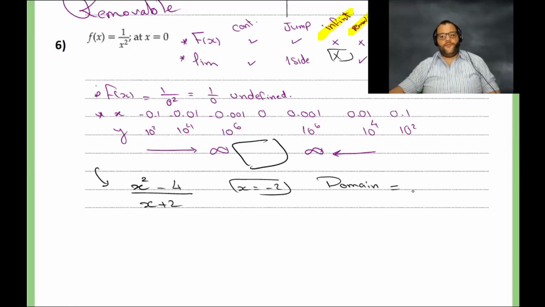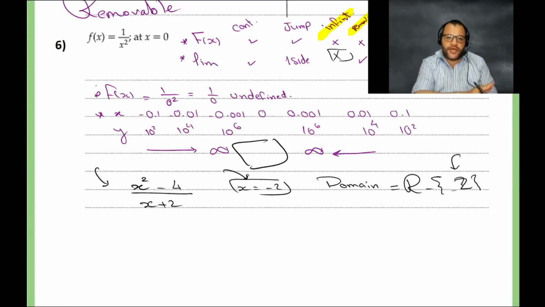R except negative 2. R except the set of zeros of the denominator. That's right. So the domain is all values except negative 2. Can we study for x equal negative 2? There is an exception from the domain. It means you will accept all of the values for x except negative 2.